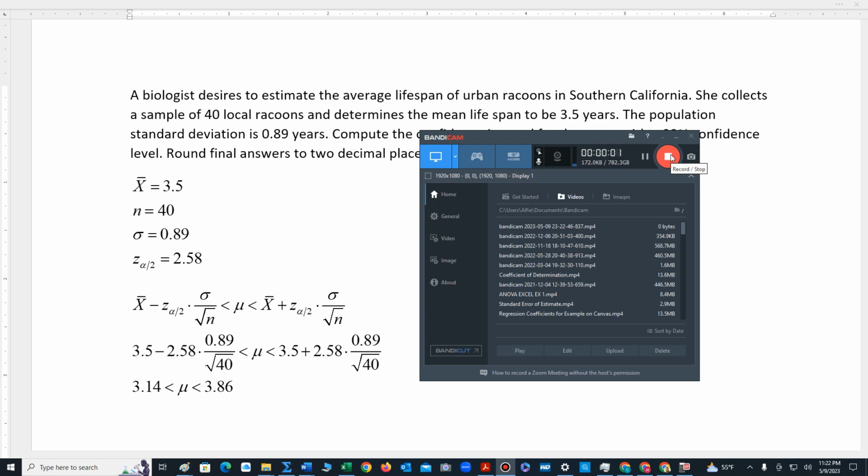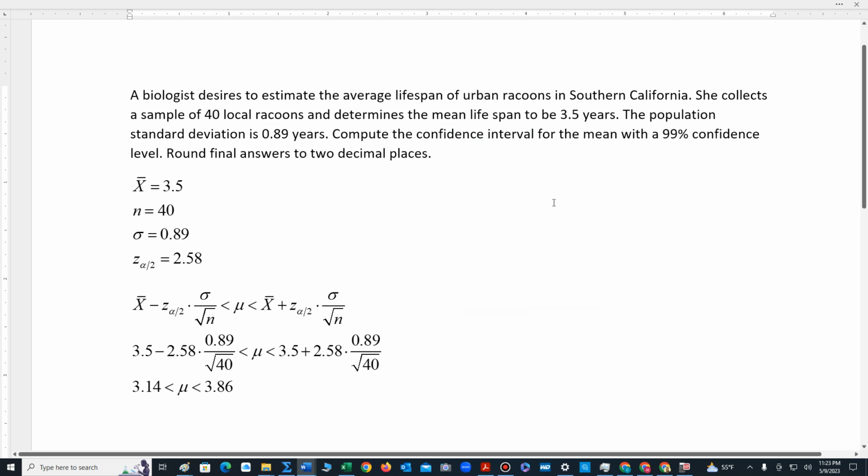In this video, I will work out two examples to demonstrate when we use z-values and when we use t-values to compute a confidence interval for the mean. Let's begin with the following question.